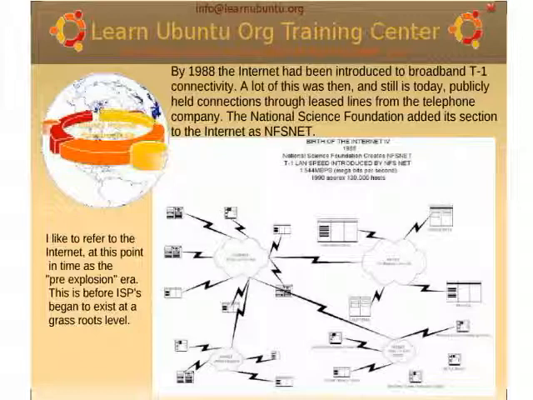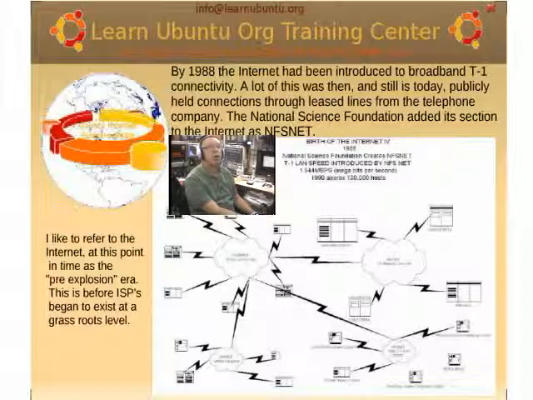By 1988, the Internet had introduced broadband connectivity. Prior to that, it was 56K. A lot of this was then, and still is today, publicly held connections. There is no one person who owns the Internet. Everybody owns their little piece of it by becoming connected to it.